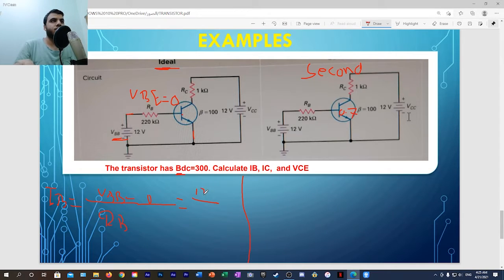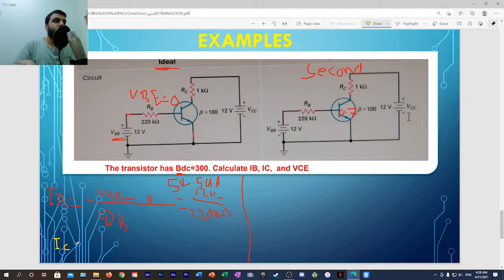is 12 volt, 200 kilo ohm. So the volt over kilo ohm should be micro. What's the answer? The answer is 54.5 micro. Forget the unit, microampere. So now IC.